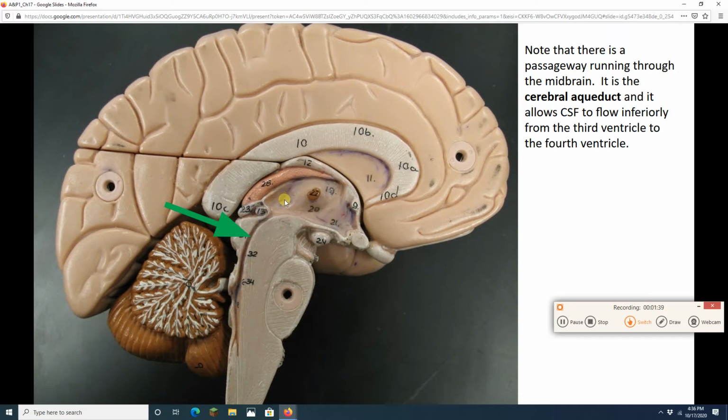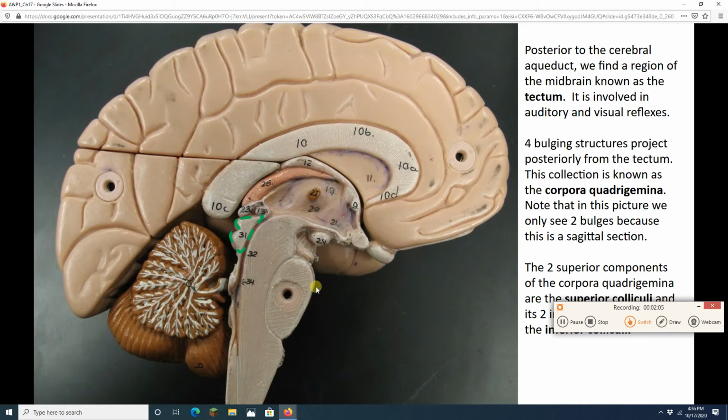Right up here, the space that my cursor is dancing in is the third ventricle. If you're in the third ventricle, you're CSF, and CSF is going to flow down the Cerebral Aqueduct, down to the fourth ventricle, which is right here. This is the fourth ventricle right here. So the Cerebral Aqueduct connects the third and the fourth ventricle.